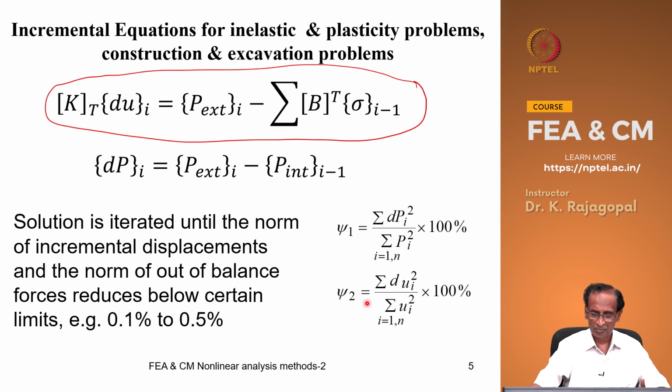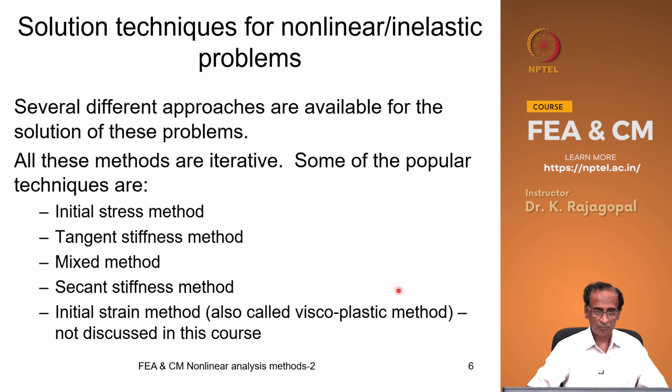Then the other norm that we monitor is the norm of incremental displacements. This is the sum total of the squares of incremental displacements divided by the sum total of the squares of all the displacements, and once again this should be about 0.1 to 0.5%. Then there is another force norm, that is the incremental work done, that is dP multiplied by du. We can monitor that also, and I will show you that quantity later when we deal with finite element analysis.